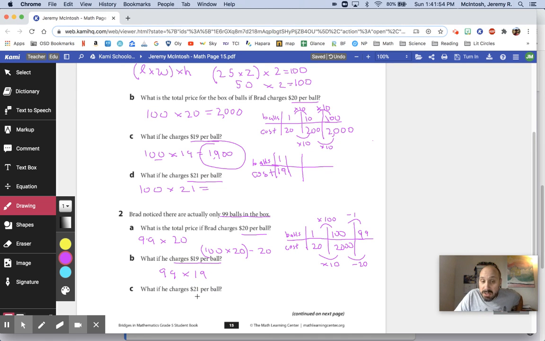And then what if he charges $21 per ball? Well, if you did the same thing up here, if you did 100, you're going to take 21 away from that answer. So this expression is 99 times 21. You can use a ratio table. I want to see your thoughts and I want you to talk about it.